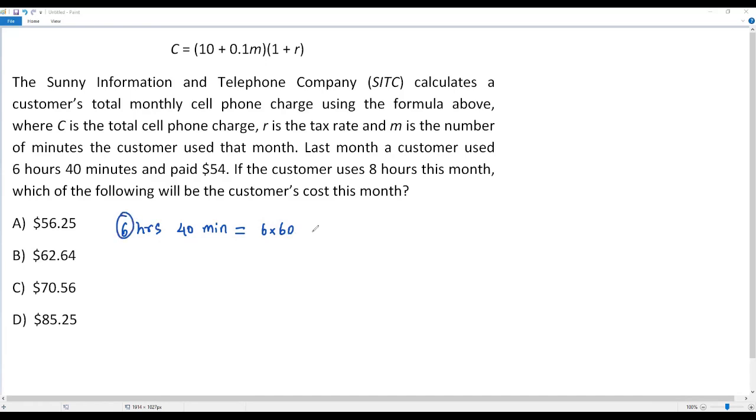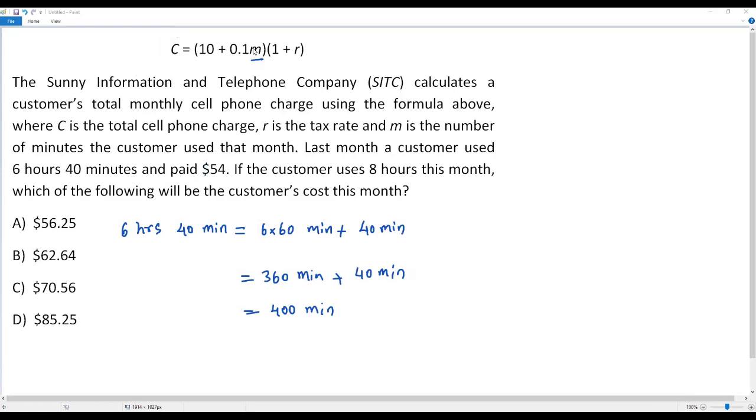When I multiply the 6 by 60, it will become minutes, plus we take the 40 minutes. Here 6 times 60 is 360, that is 360 minutes plus 40 minutes. Let me add them. When I add 360 minutes and 40 minutes, I'm getting 400 minutes. Here I got the given time 6 hours 40 minutes in terms of minutes only, that is 400 minutes. That is, when M equals 400, the value of C is 54.